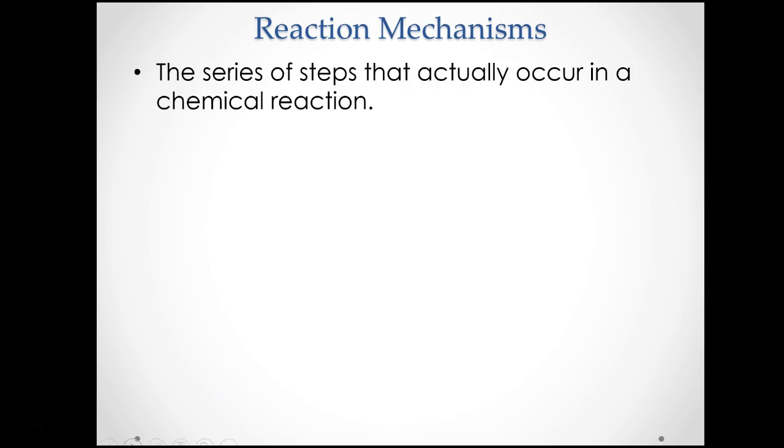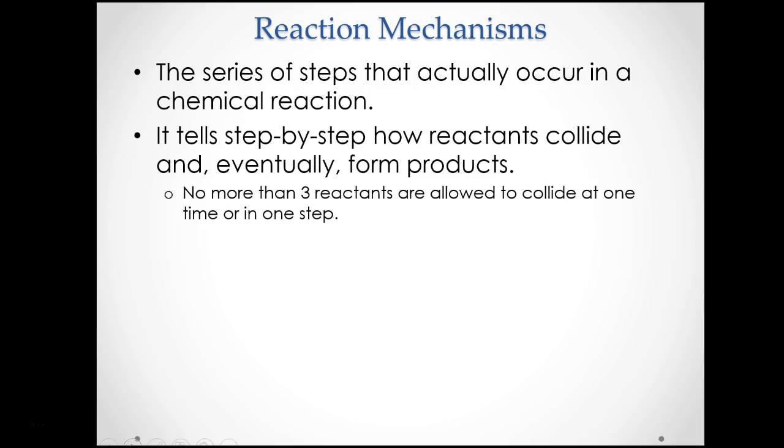Okay, so now reaction mechanisms are a little bit strange. They're similar to what we were doing with Hess's law. What they are is a series of steps that actually take place in a chemical reaction. So the reaction doesn't happen in one step necessarily. It might happen in more than one step. And the reason why it exists is because it tells step by step how the reactants collide and eventually form the products. Because remember, that's the collision theory. The reactants have to collide in order to break their bonds and form the products.